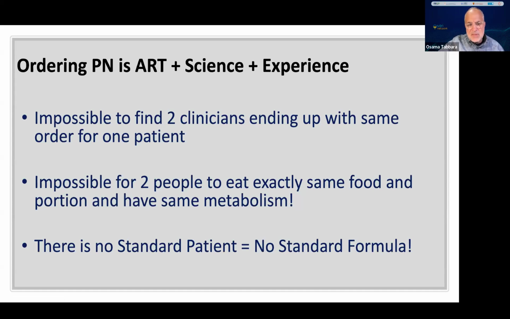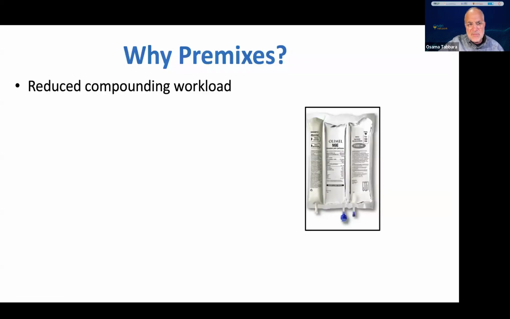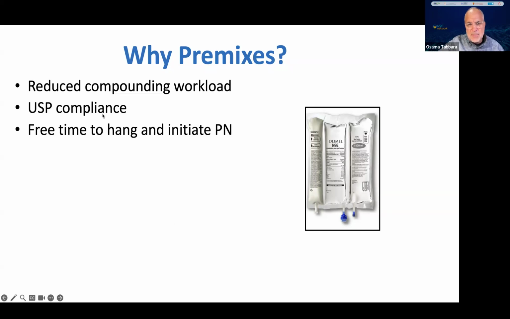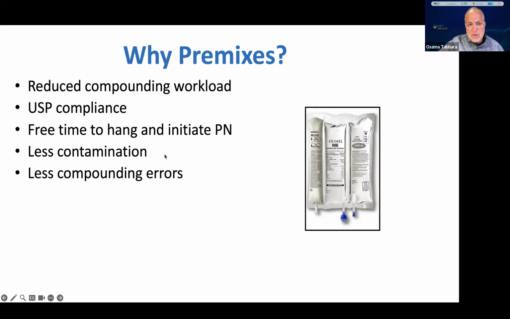At the same time, there is no standard patient, which means there is also no standard formula. So why do we select premixes, including peripheral parenteral nutrition premixes? Because we reduce the compounding workload, we comply with USP 797 for compounding sterile solutions, and we have free time to hang and initiate parenteral nutrition at any time. We have absolutely zero chance of contamination, unlike compounded parenteral nutrition.